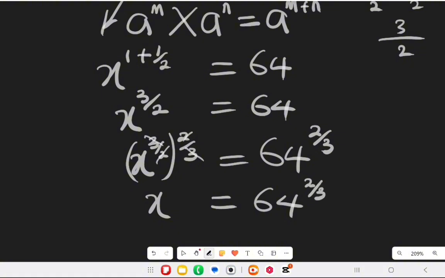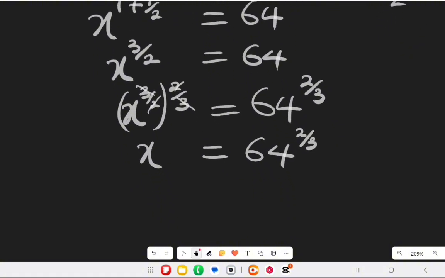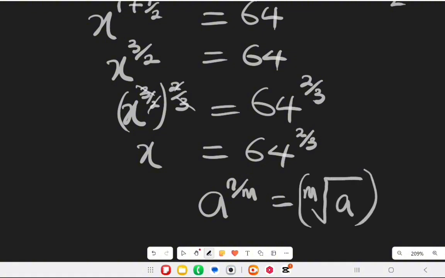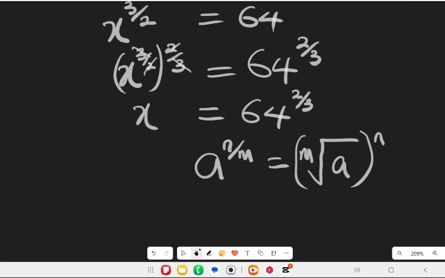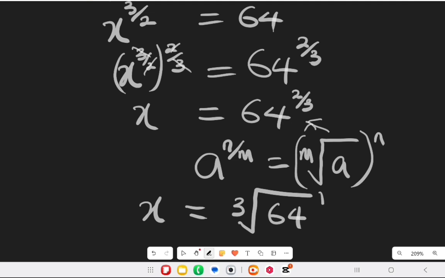And we have another law of indices that says that whenever you have a raised to the power of n all over m, it is the same thing as the mth root of a all raised to the power of n. If we apply this, we have x equals the cube root of 64 all raised to the power of 2.